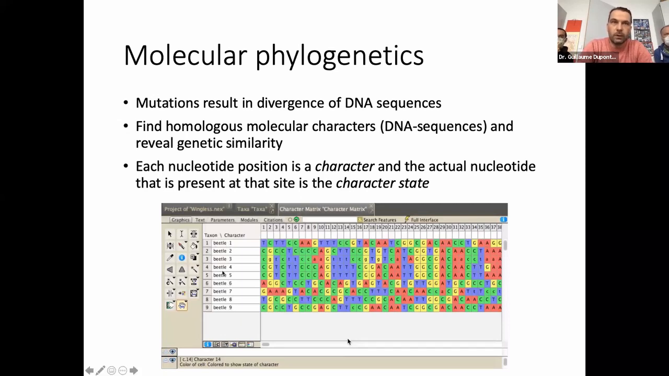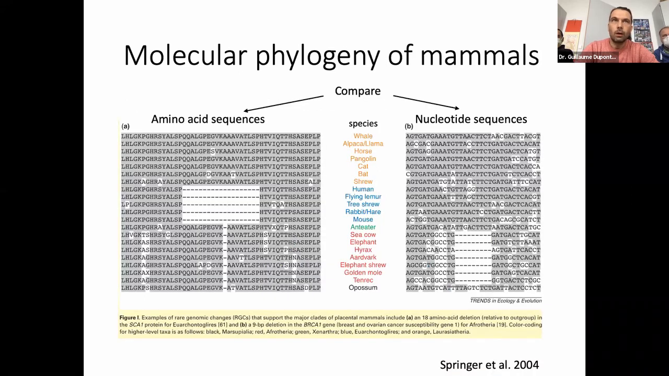Here you have a list of species again, beetles, and on the top we have 38 characters. Each site here for a nucleotide is a character state, and then we can map it out. Here you just color code these things based on the presence of cytosine, guanine, thymine, or adenine. And then you can sort these things into a tree. We can use amino acid sequences, we can use nucleotide sequences, and this is an example for mammals. You can derive trees based on both data sources. You can also look at how consistent these are.